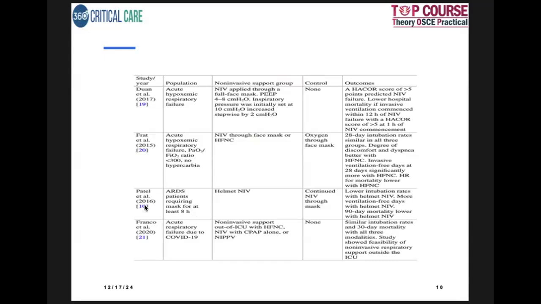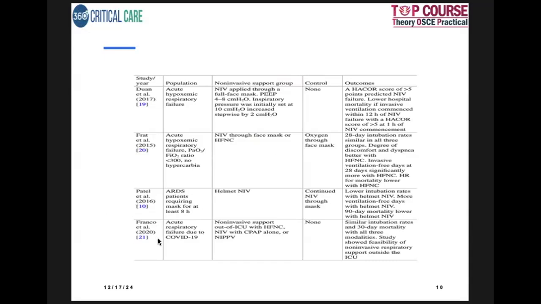Okay. And there was one more study conducted by Patel et al. in 2016, where ARDS patients requiring a mask for at least 8 hours were included, and helmet NIV versus NIV through mask was compared. There was a lower intubation rate with helmet NIV, more ventilator-free days, and a lower 90-day mortality rate with helmet NIV.